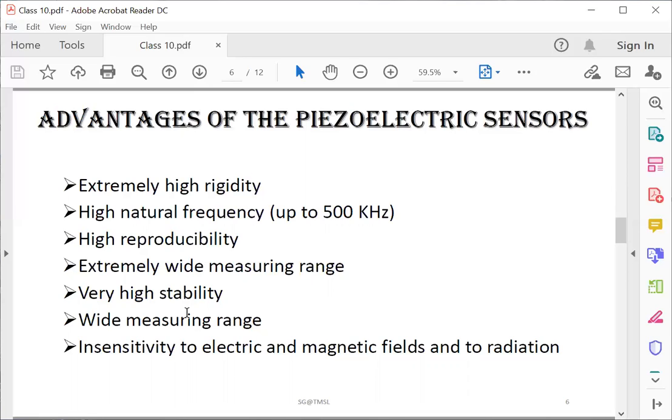So that is a very important property which you cannot get in the case of a piezoresistance sensor. Okay, that's why the piezoelectric sensor is much more useful compared to the piezoresistance sensor, because the piezoelectric effect does not depend on the temperature. Okay, that is why this kind of sensor you can use in wide temperature ranges. Okay, and insensitivity to electric and magnetic fields and to radiation, that is also a very important property.